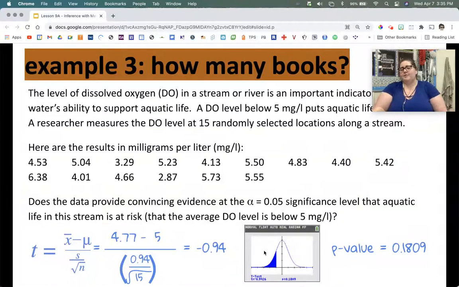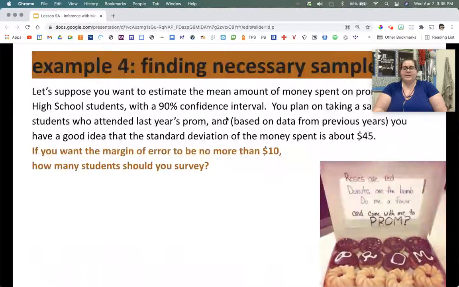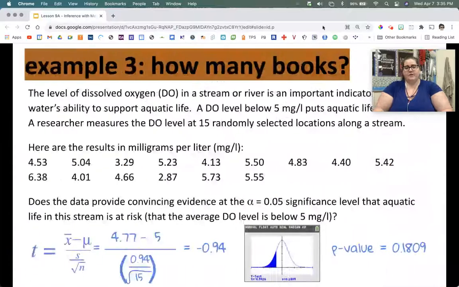Again, I will write that out so that it's in the slideshow. And that's all I'm going to do for this video. I'll talk in the next video about the next couple of examples, which look through how we determine what sample size we need based on a margin of error. But that is it for now.